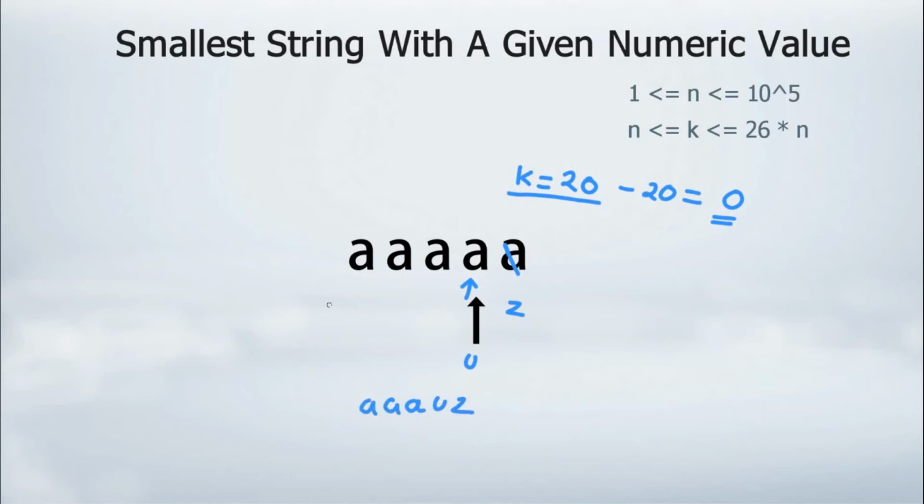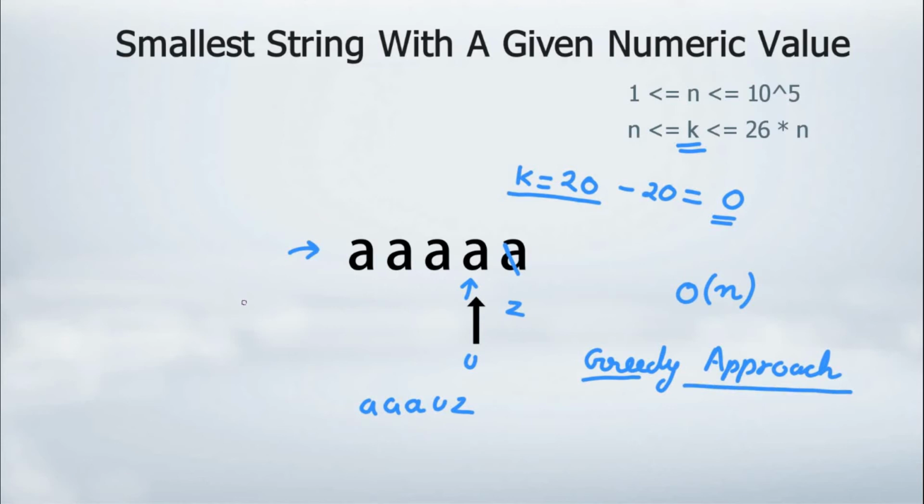Now, as the length of the string is n and we are required to distribute this k in this string, therefore the time complexity of this problem is order of n only. So the approach that we used to solve this problem was greedy approach, because our motive was always to distribute values in such a way that we get the smallest possible string, and to do that we always use the last character, and if it was already used, that is if it became equal to z, then we move to the left. So yes, that's it for the problem, and now let us see the code to solve this problem.